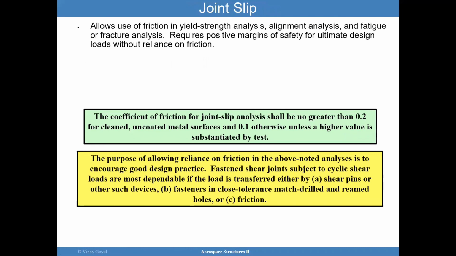And if you're going to rely on friction, we want to be careful because the friction coefficients may not be well established. In many cases, we want to require positive margins of safety for ultimate design without having to rely on the friction. And if you were to consider it, you should not consider a coefficient of friction greater than 0.2 for clean uncoated surfaces like metal surfaces, and 0.1 as an example, unless you have something that will be based on test.